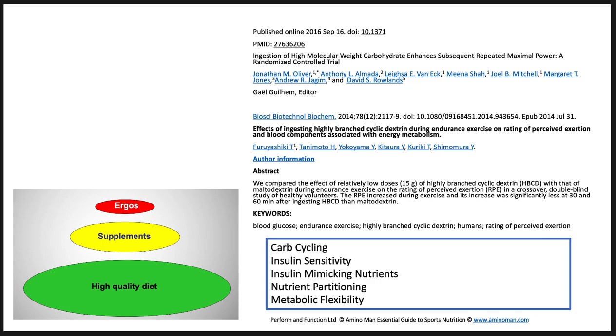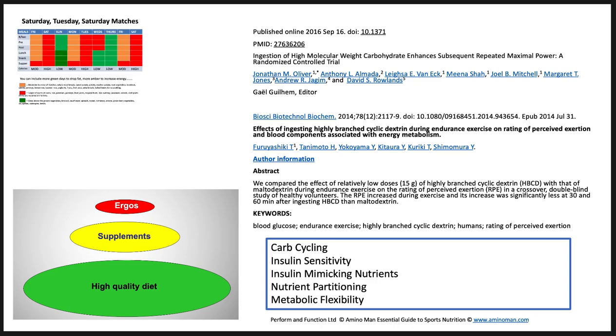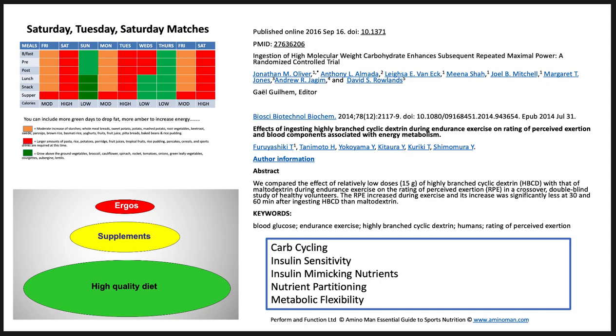So really 5 key areas: carb cycling, insulin sensitivity, insulin mimicking nutrients, sometimes called glucose disposal agents, nutrient partitioning is another concept, around time restricted feeding, and anabolic catabolic processes, and of course metabolic flexibility. And a couple of examples there that popped up in the top left corner about how carbohydrate cycling might help.